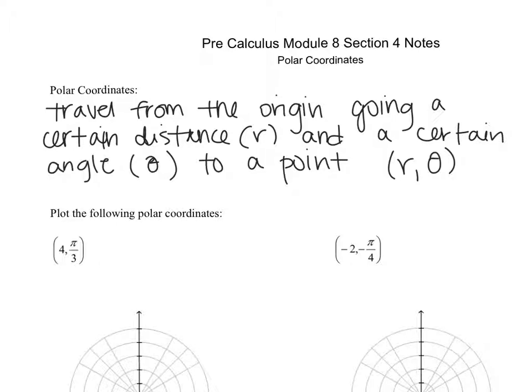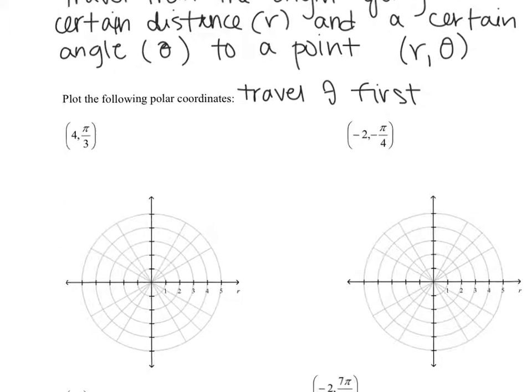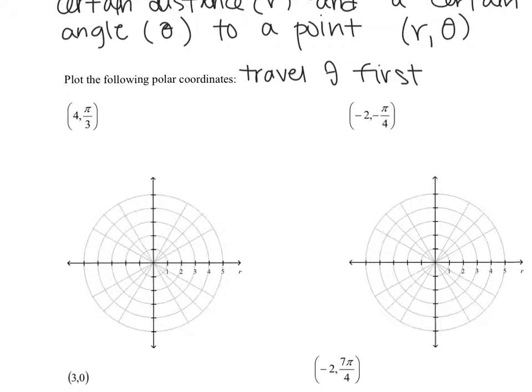So let's go ahead and plot some polar coordinates. When we plot polar coordinates, we always travel theta first. We always apply the angle first, and then we apply the radius, that distance r. So our first example, (4, pi over 3), we want to travel pi over 3 first. I know these aren't labeled, but this would be pi over 6, this is pi over 4, and this is pi over 3. So we're going to travel from the origin to pi over 3, and then we want that radius to be 4. So that's going to give us a point right there. It's on that pi over 3, and we've gone out 4 from the origin.